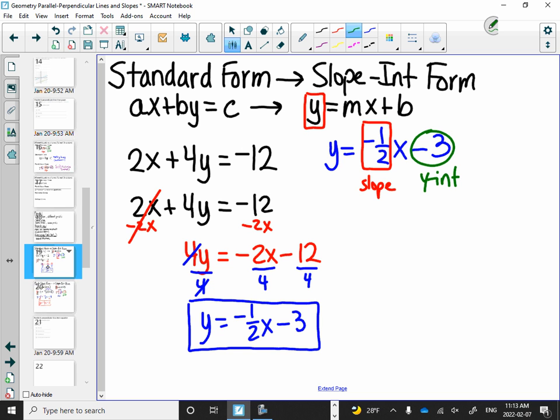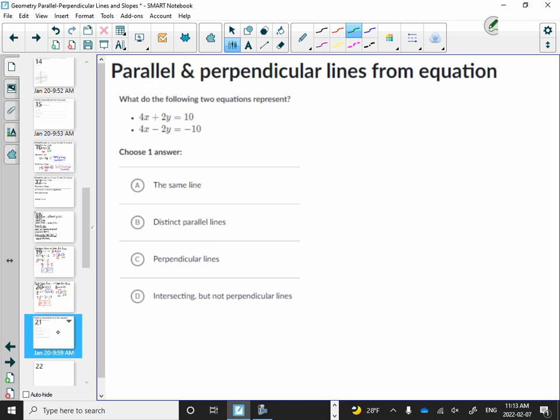All right, so what you're going to do is you're going to get something like this. 4x plus 2y equals 10. 4x minus 2y equals negative 10. And you're going to have to convert them to figure out if it's the same line, parallel lines, perpendicular lines, or just regular lines. All right?